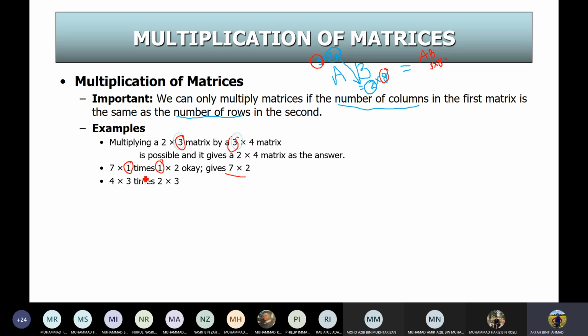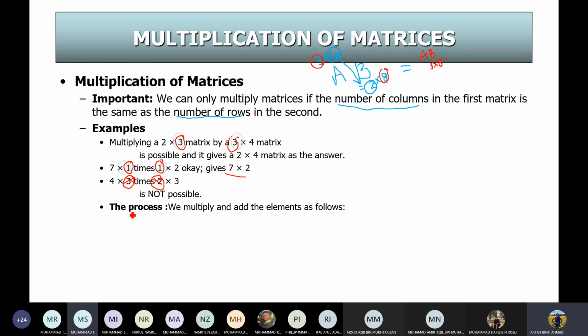Tak boleh. Sebab number dia tak sama. Okay, number of row dia tak sama dengan number of column. Okay, so yang ini ada 3 kolom, yang ini ada 2 row. So tak boleh darabkan. Okay, so that's why for this one it is not possible to do the multiplication.